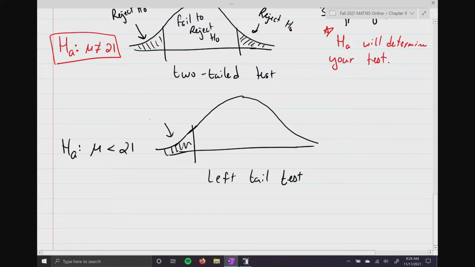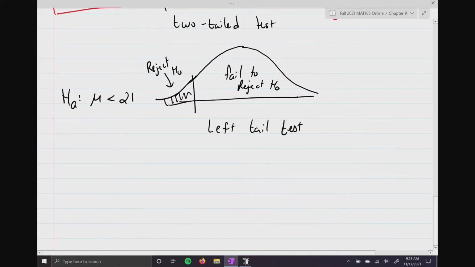All right, and remember, the shaded region is always your reject region. The unshaded is fail to reject the null. So that's a left tail test. And if you think about it, look at the inequality symbol. It's pointing to the left.